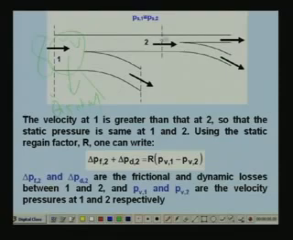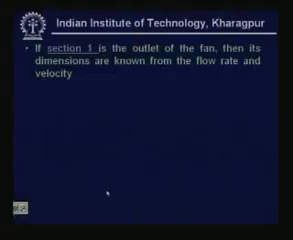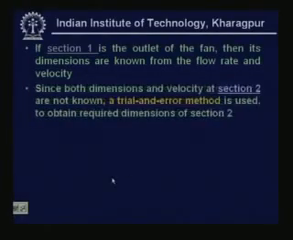Then what we have to do is, you have to reduce the velocity here. You may have to increase the dimensions for that purpose. So, you reduce the velocity such that the static pressure remains constant. However, since both dimensions and velocity at section 2 are not known beforehand, we have to use a trial and error method to obtain the required dimensions of section 2.